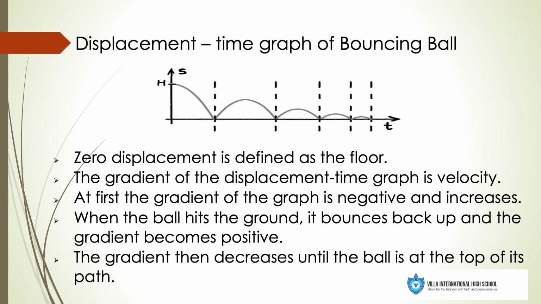But the gradient then decreases until the ball is at the top of its path, that is at the center of each loop. Okay, so this is how the displacement time graph of a bouncing ball looks. Now, the velocity time graph of a bouncing ball.